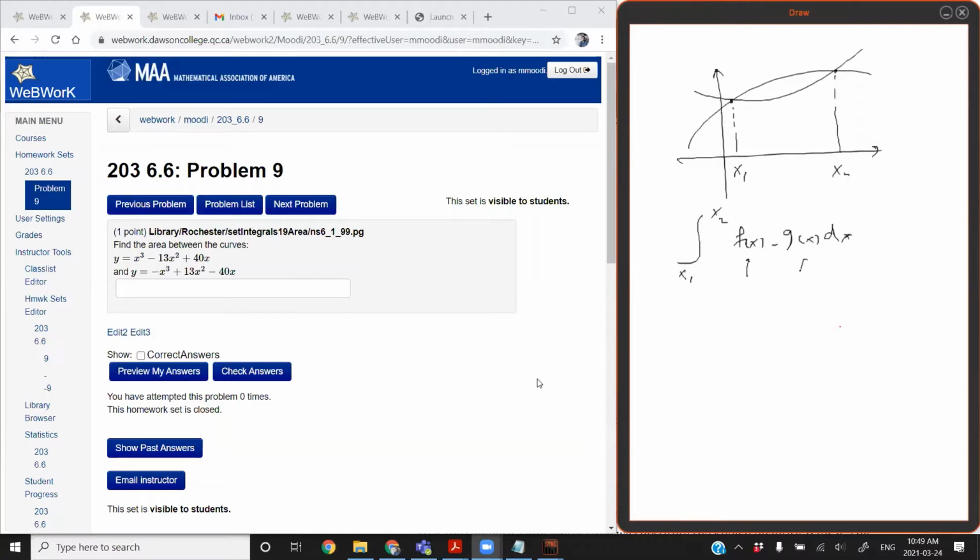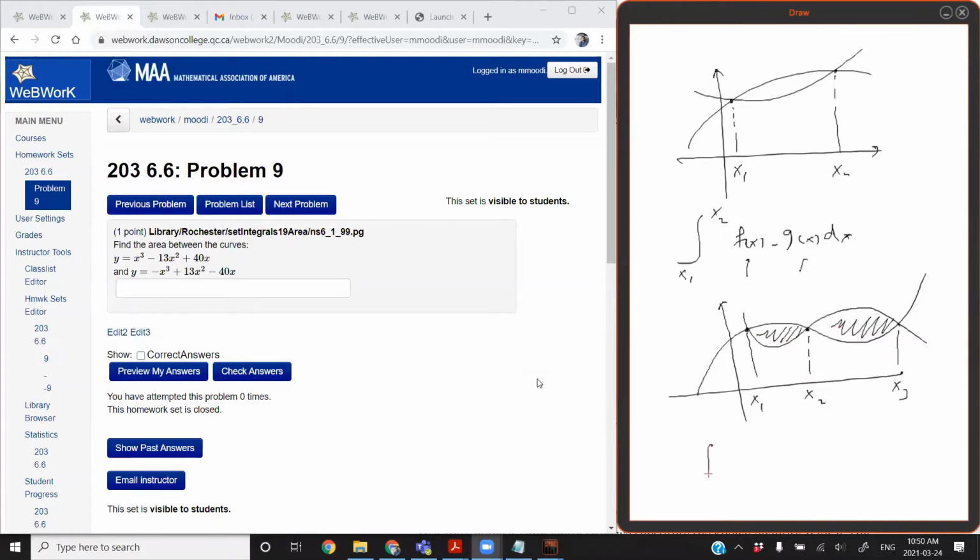Yes? Yeah, I understand this part, but this problem gives you 3 points. Okay, I'm going to talk about that next. If you have 3 points of intersection, so imagine you have x1, x2, and then x3. Then you will have to calculate this area and then calculate this area and then add them up.